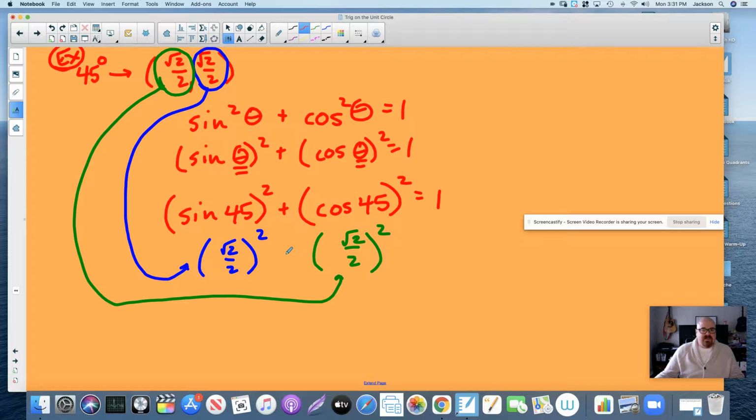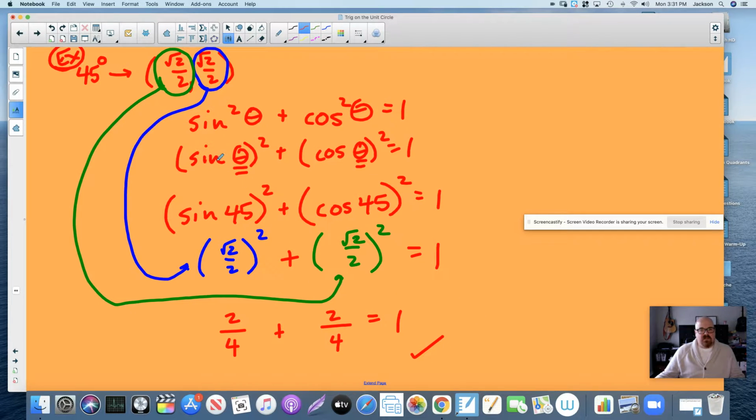And if I add these together, I should get 1. When we square radical 2 over 2, we square the radical 2, which is 2. We square the 2 here, which is 4. And we add that. We square the radical 2 here, that's 2. We square the 2 down here, that's 4. Is 2 over 4 plus 2 over 4 equal to 1? Yes, it is. So this is just one example of how this works.